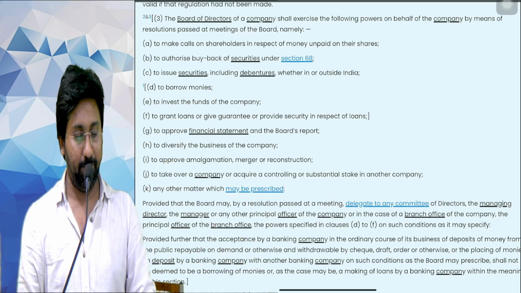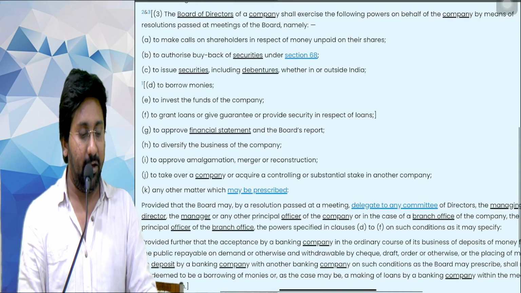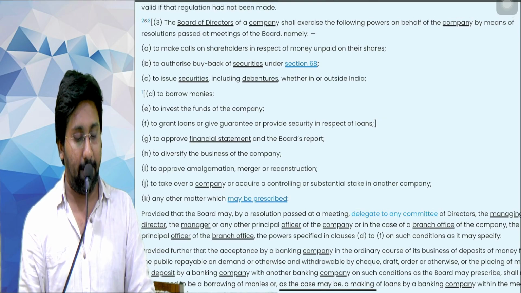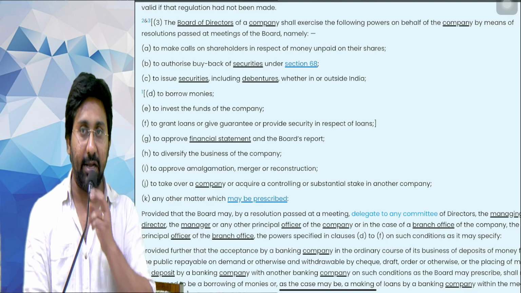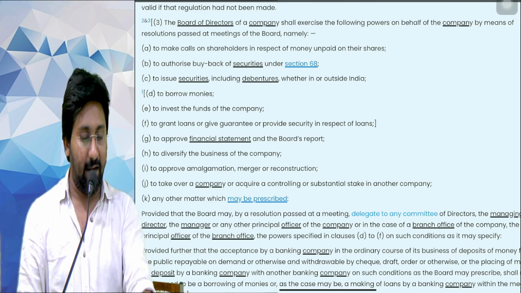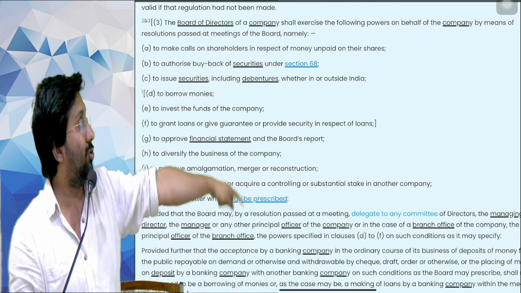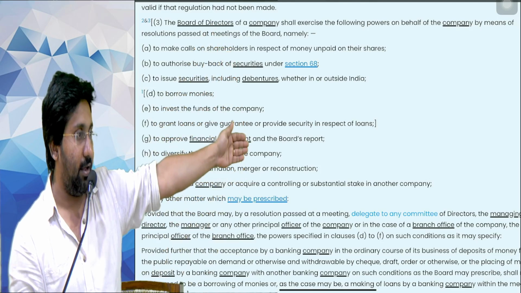See there. Read: The board of directors of the company shall exercise the following powers on behalf of the company by means of resolutions passed at a meeting of the board, namely, like that they have given. How many are given? A to K: A, B, C, D, E, F, G, H, I, J, K. How many are there totally?